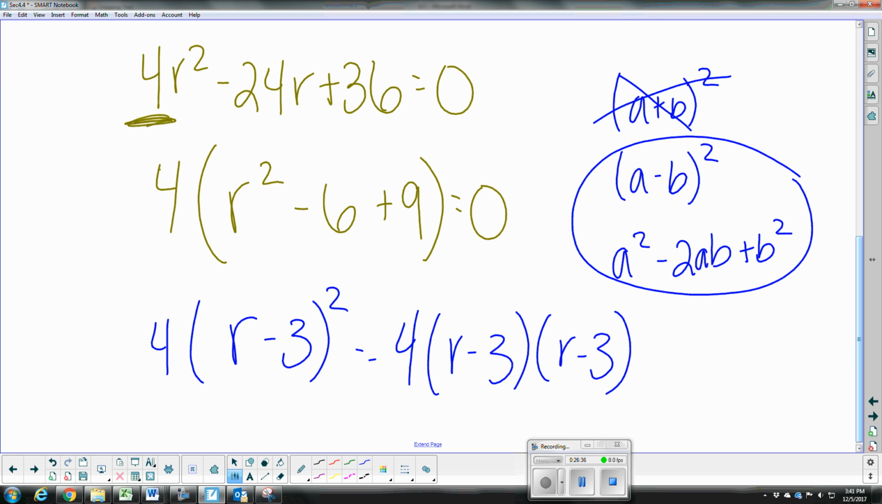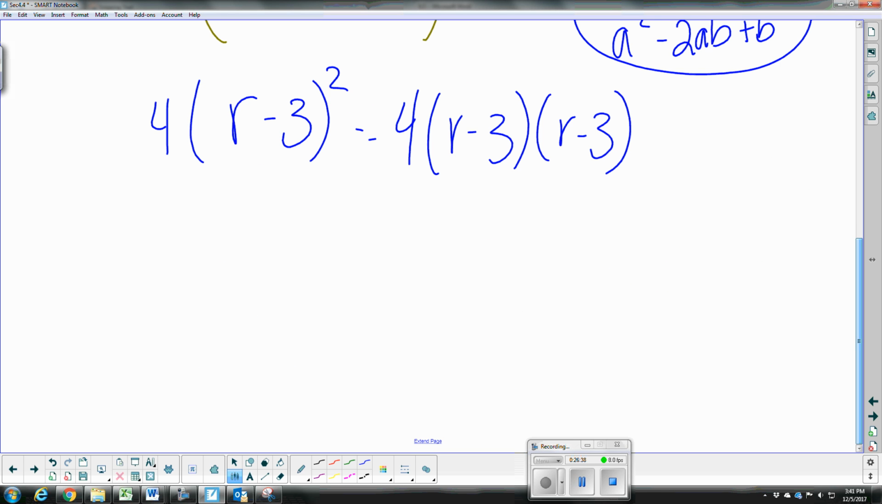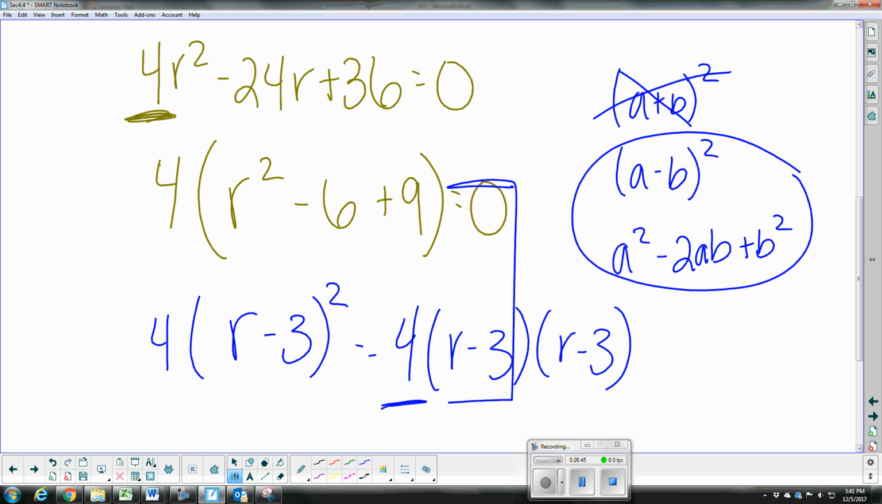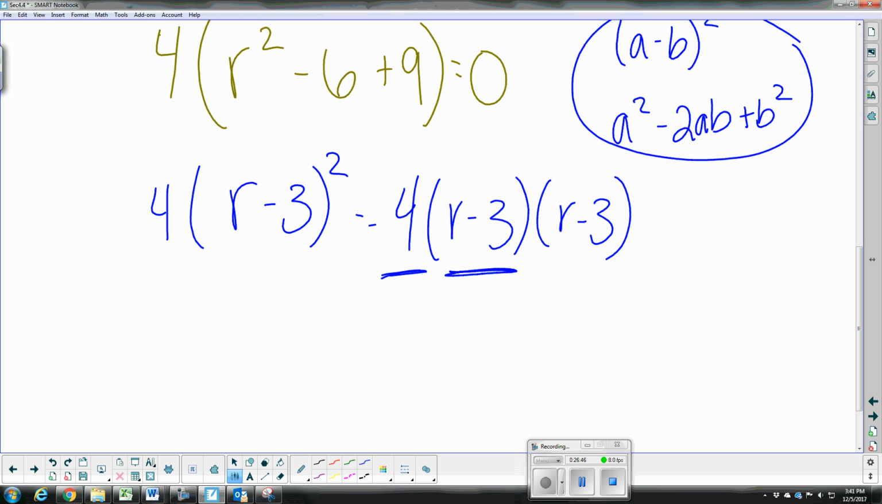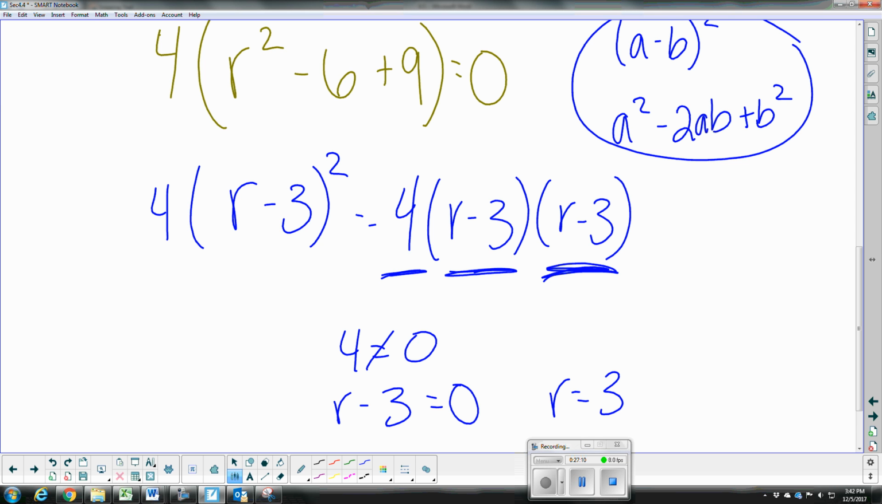So now when we solve for r, we want to use the zero product property. The zero product property says this has to equal 0, or this has to equal 0, or this has to equal 0. So 4 does not equal 0. We cannot make that equal 0. So it's not going to be that one. r minus 3 and r minus 3 are the same thing. So r minus 3 has to equal 0. Therefore, r equals 3. So that's my solution.